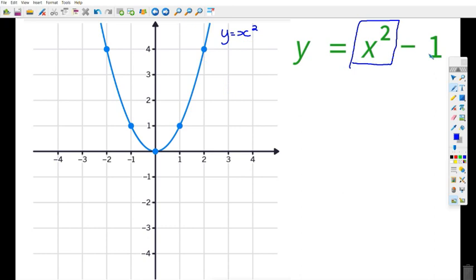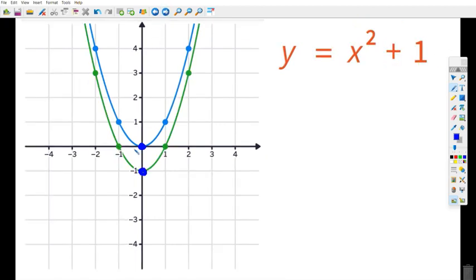Give you a few seconds to think about it. All right. It's just this exact graph moved down 1 unit. Because we're moving it down minus 1. Going down 1 unit. So all these points are going to come down 1 unit. And it's going to form something that looks like that.